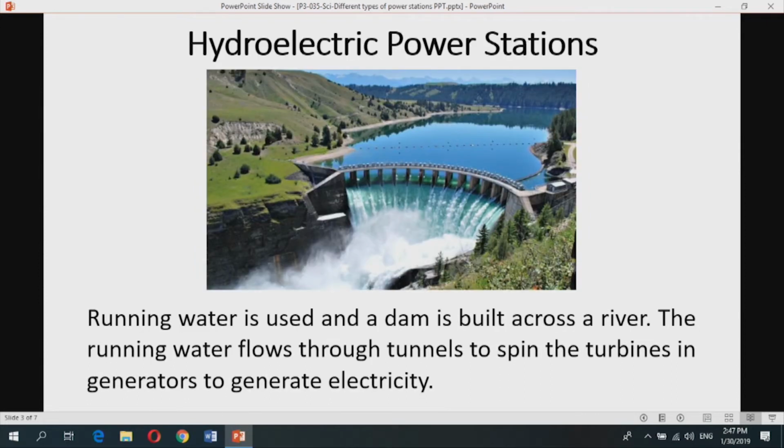Next one. Okay, ready for this word? Hydroelectric power stations. Running water is used, and the dam is built across a river. The running water flows through tunnels to spin the turbines in generators to generate electricity. Yes, you can see the water here, and this is what we call the dam. When the water runs through here, it will be used to generate electricity.